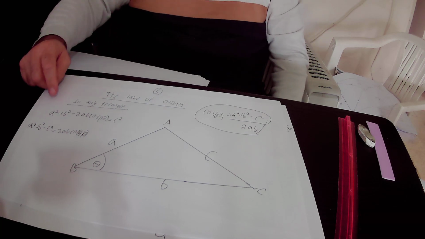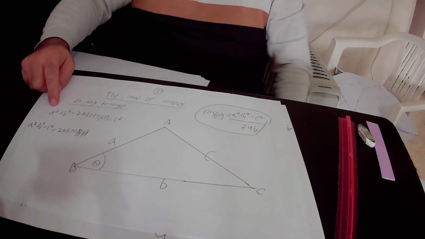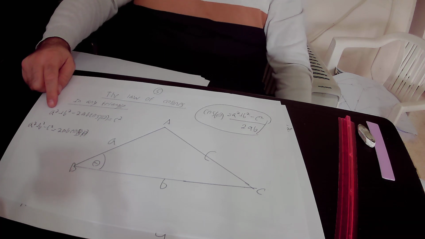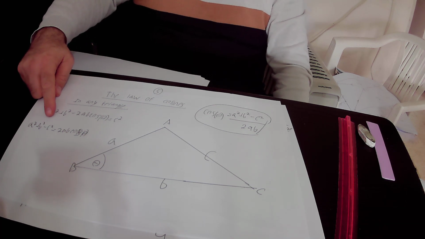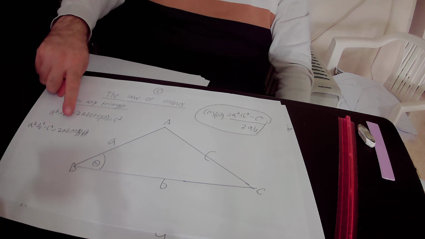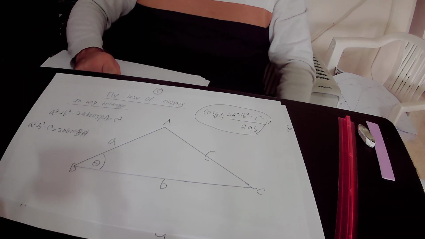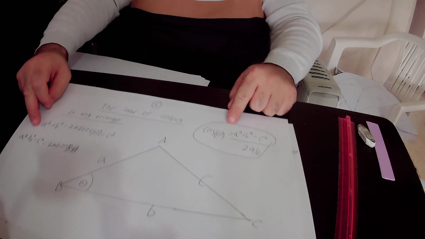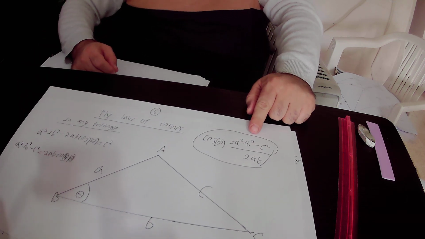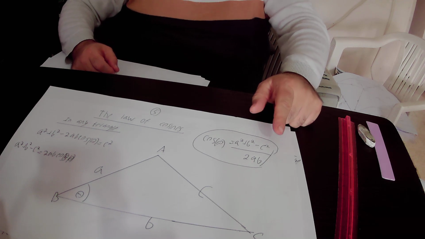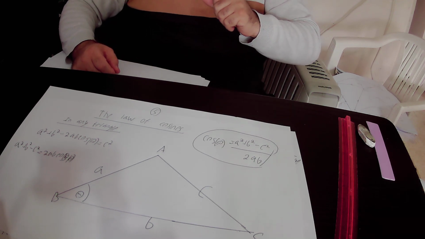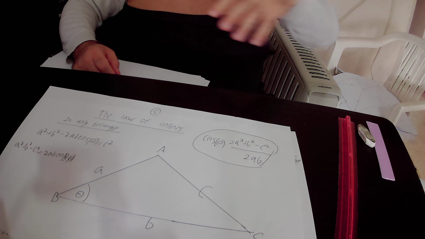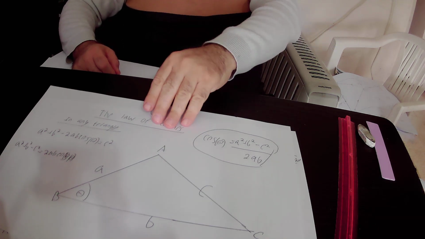Here we subtracted c squared and added 2ab cosine theta to this equation, and we got that a squared plus b squared minus c squared equals 2ab cosine theta. Then we divided this equation by 2ab, and we got that cosine theta equals a squared plus b squared minus c squared over 2ab. This is true in any triangle. We implemented the law of cosines in our triangle.